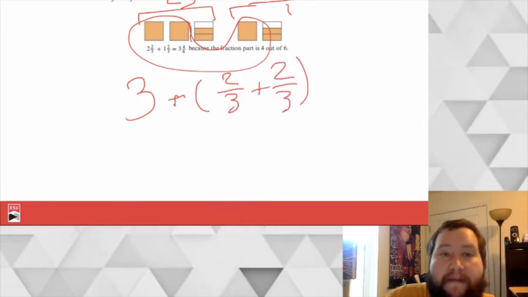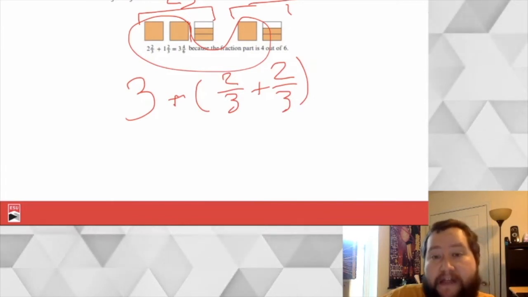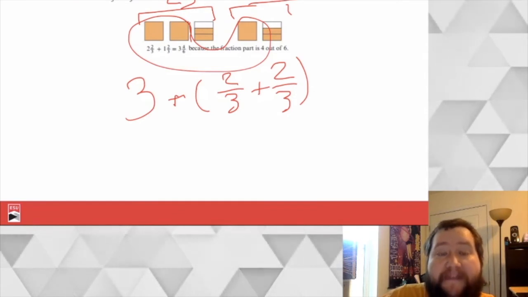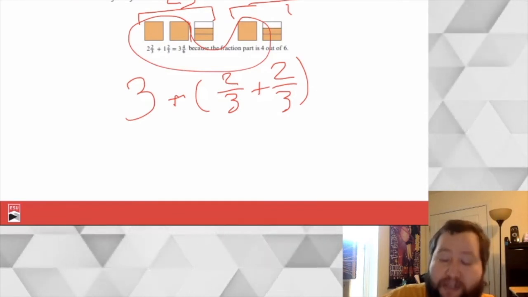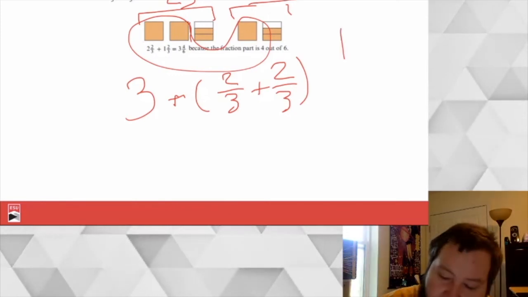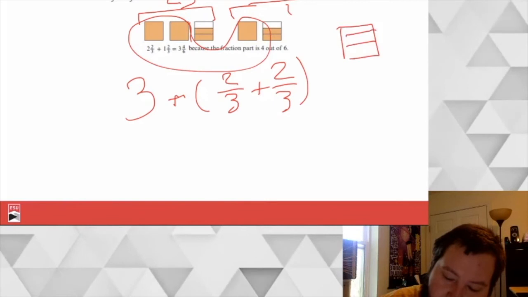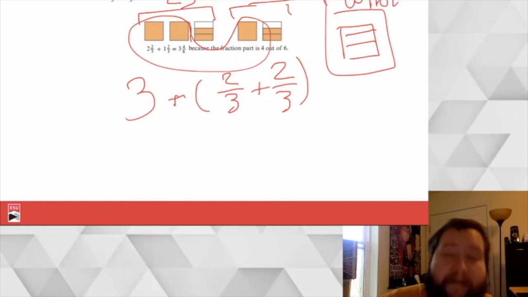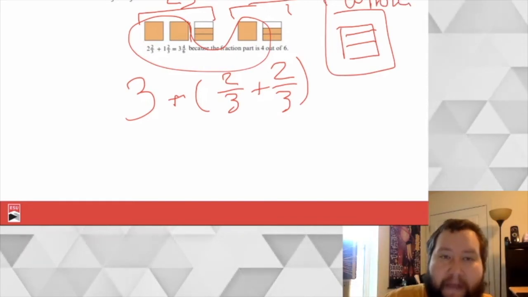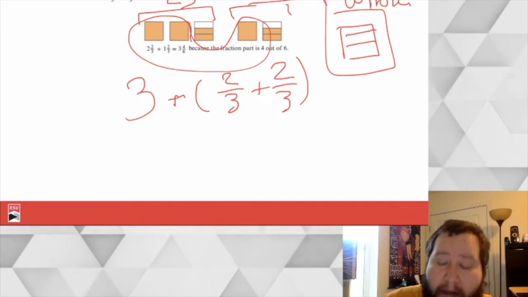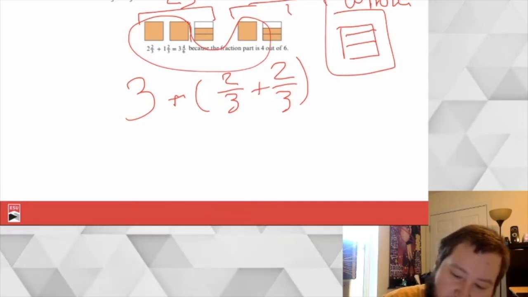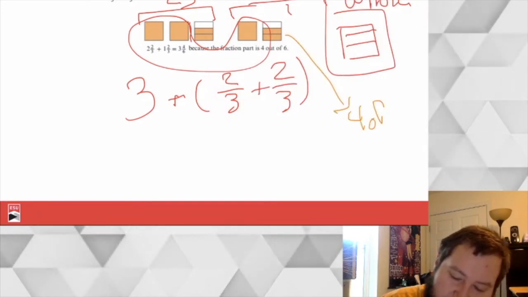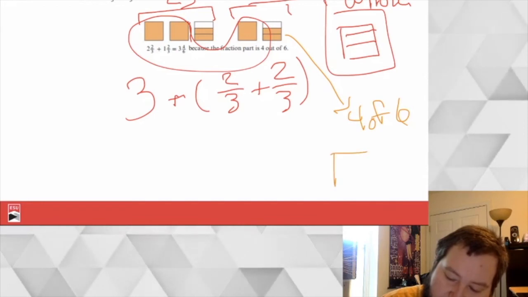So the mistake the student makes here is they change the part. Or rather, they keep the size of the part the same, but they change the whole. So this is a whole. That's the whole. It's broken down into 3 equal pieces. If what this showed was 4 out of 6, so let me pick a different color, 4 of 6, really, looks like this.